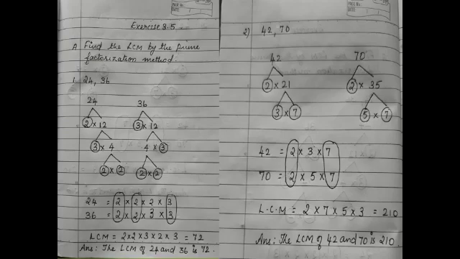Let us see another sum, 42 and 70. So what are the prime factors for 42? It is 2 into 3 into 7 and the prime factors for 70 is 2 into 5 into 7. Circle the common factors and write down the LCM as 2 into 7 and also the factors that are not common, it is 5 into 3. So the LCM is equal to 2 into 5 into 3 into 7, which is nothing but 210.